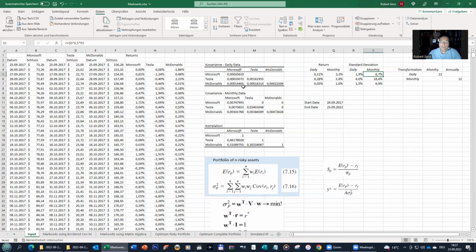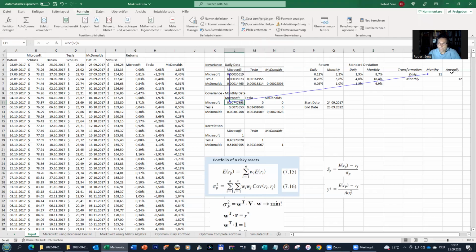And then of course we also have to transform the covariance with daily data input into covariance for monthly data. And how do we transform this? Well, it's the covariance, so we have to use the number of observations per month, and the number of observations per month is obviously 21. We have 21 trading days per month, so we simply multiply the daily covariance by 21. Let's check it out. Formula: 21 times the daily covariance. So that's almost it.